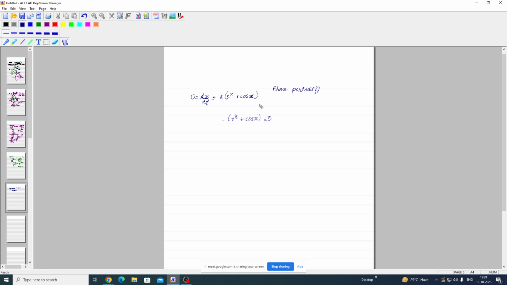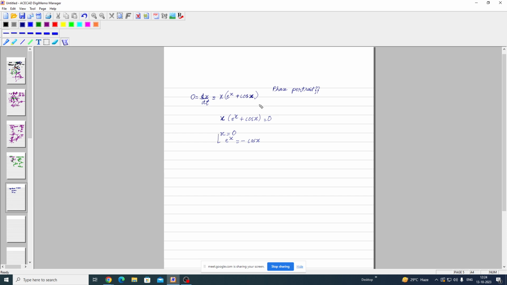You remember? Factorize, figure out. So when we factorize this, it's very simple. It's already factorized. One of the situations where dx by dt will be equal to 0 is when x is equal to 0. The other situation where dx by dt is equal to 0, if x is not equal to 0, is when e to the power x will be equal to minus cos x. In these two scenarios, we'll know our fixed points.